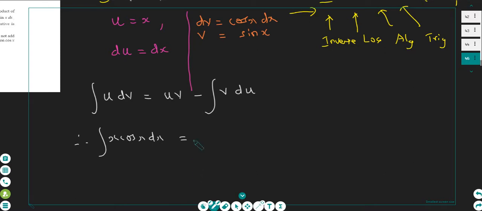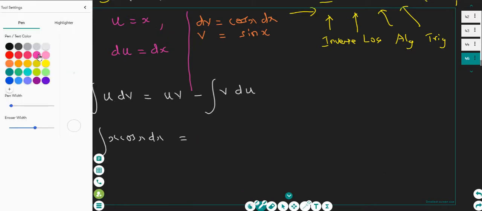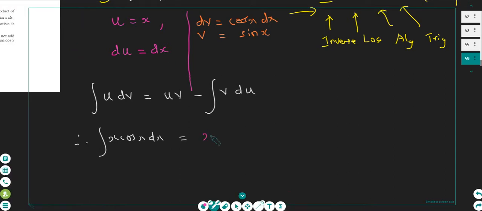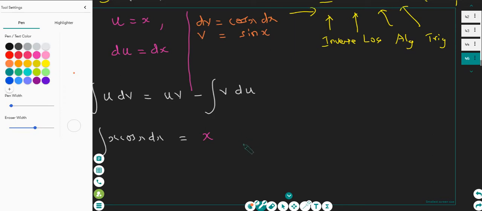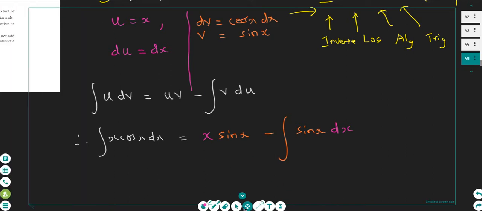So u equal to x, and v equal to sin x, minus integral of v, which is sin x, and du equal to dx. You have to replace du with dx. So we just got it, and we just have to simplify this.